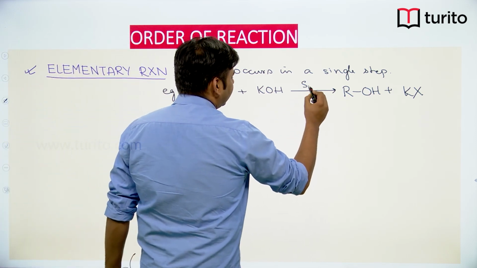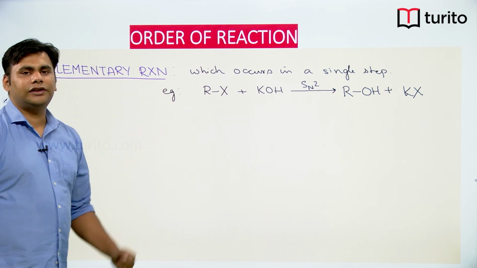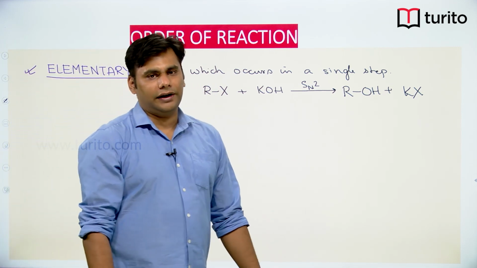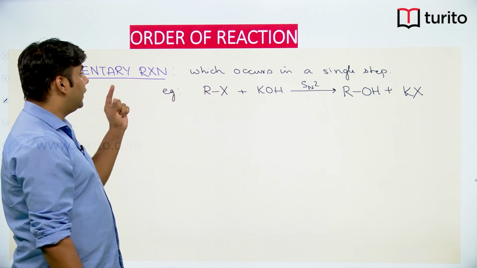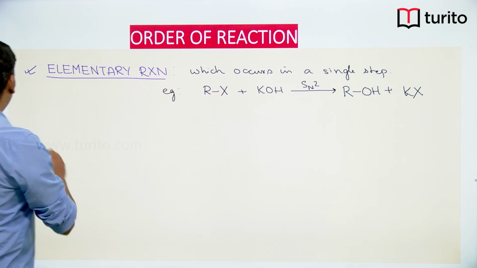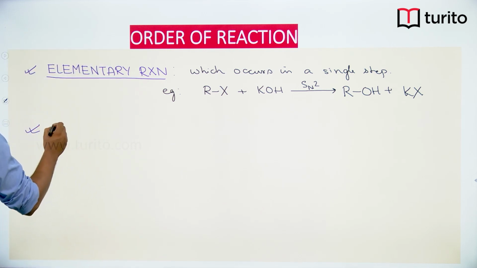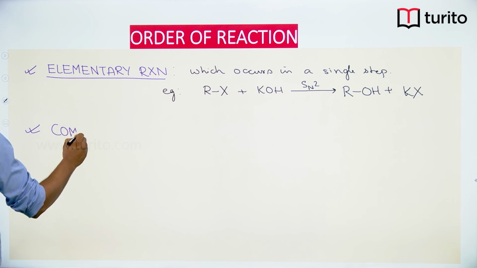The SN2 mechanism occurs in a single step. So those reactions which occur in a single step are called elementary reactions. We need the knowledge of elementary reactions to understand order of reaction. The second type is a complex reaction.